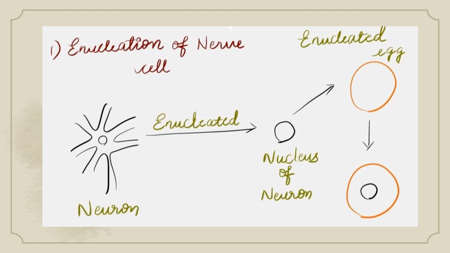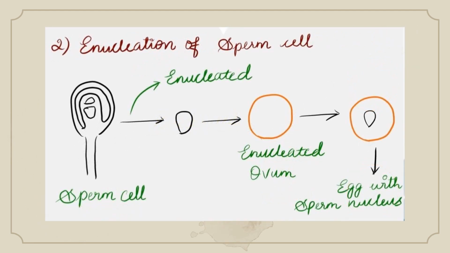Let's move on to the other one. The second one is the enucleation of the sperm cell. He took the sperm cell and removed the nucleus from it, which is basically called enucleation. This nucleus removed from the sperm cell is inserted into the enucleated ovum of the frog. Then this nucleus behaves like the nucleus of the ovum.